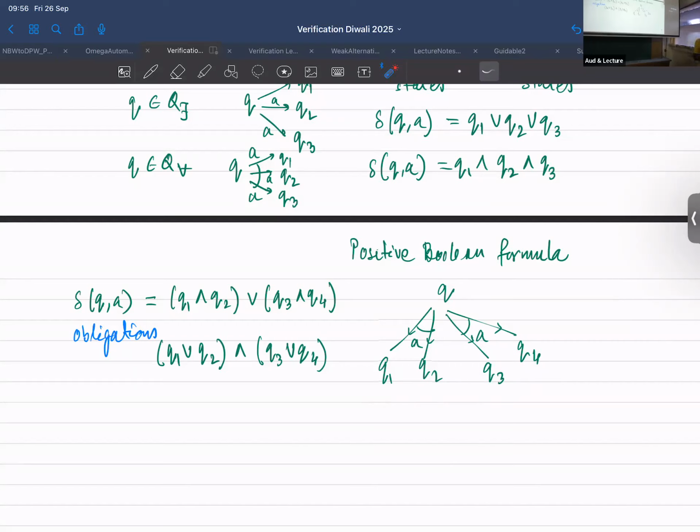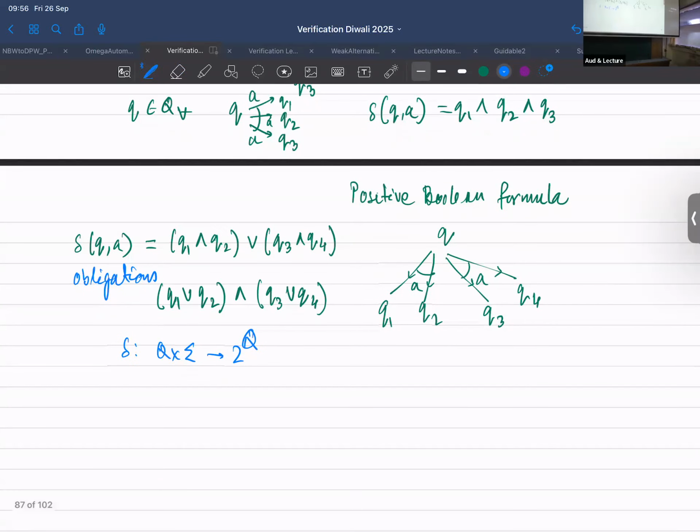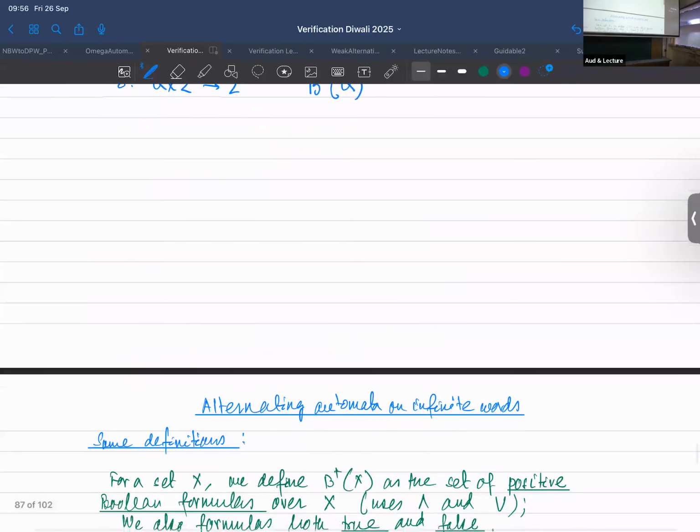So the idea is that the transition relations are now not just like a non-deterministic automaton. How do we do it in the case of a non-deterministic automaton? Delta is a function which is Q cross sigma to 2 raised to Q, correct? But here we are not saying that anymore. Now we are saying that delta is a function which takes some element from Q, some element from sigma, and gives you a Boolean formula over Q. I'll write it as a positive Boolean formula. We'll see this in a while.